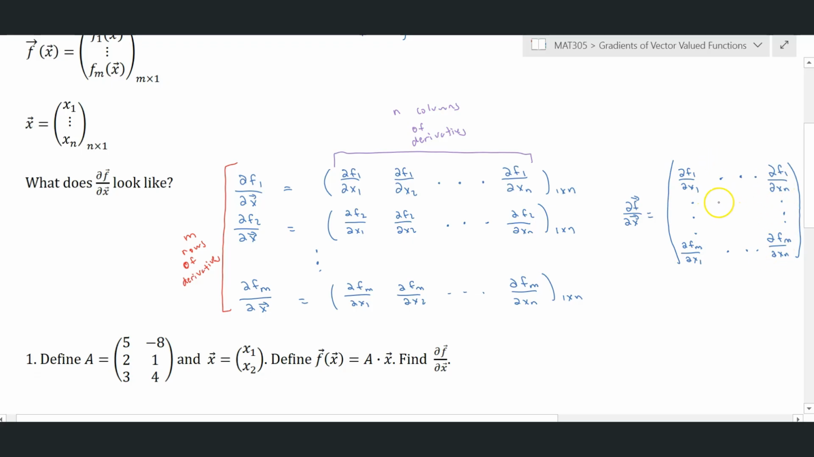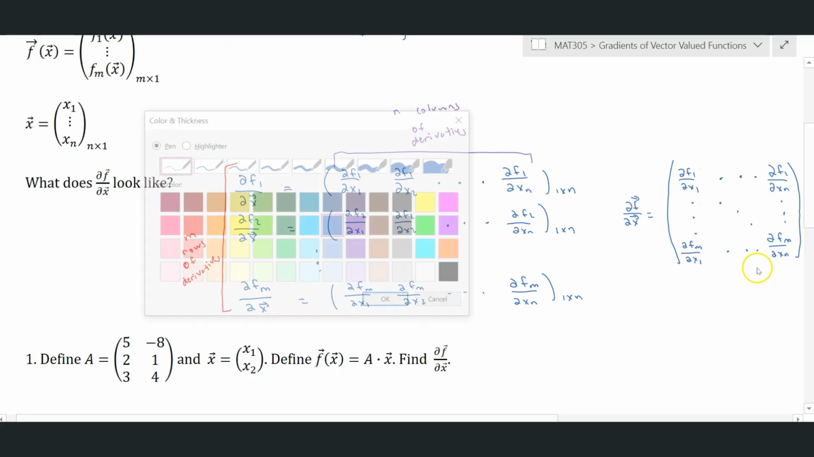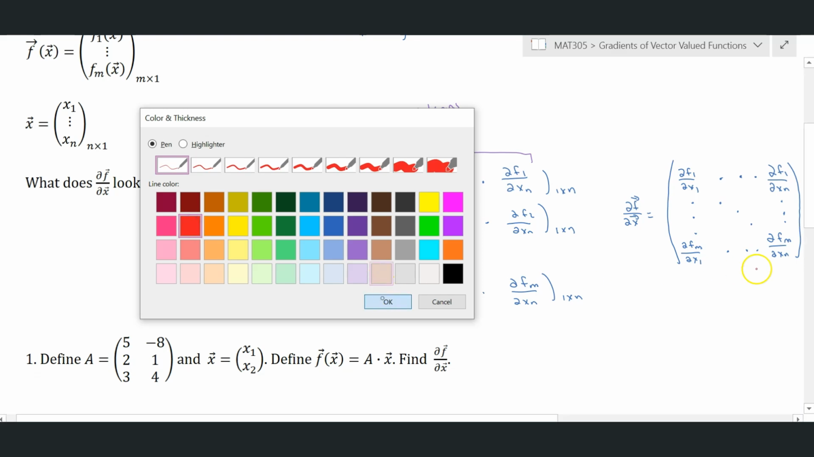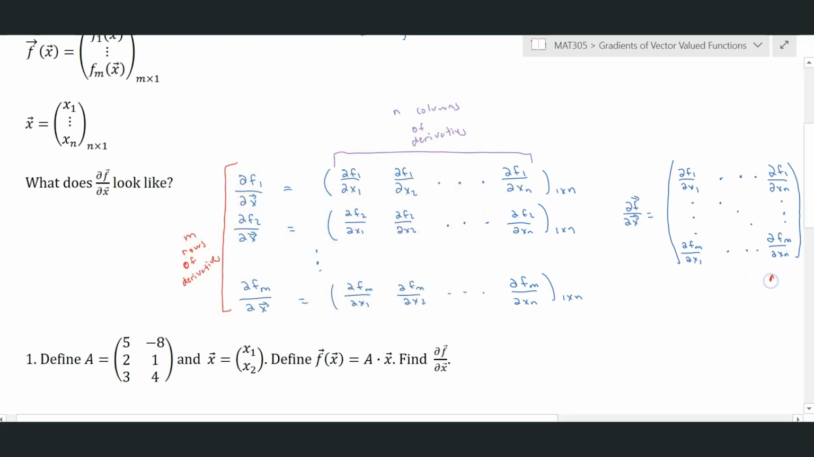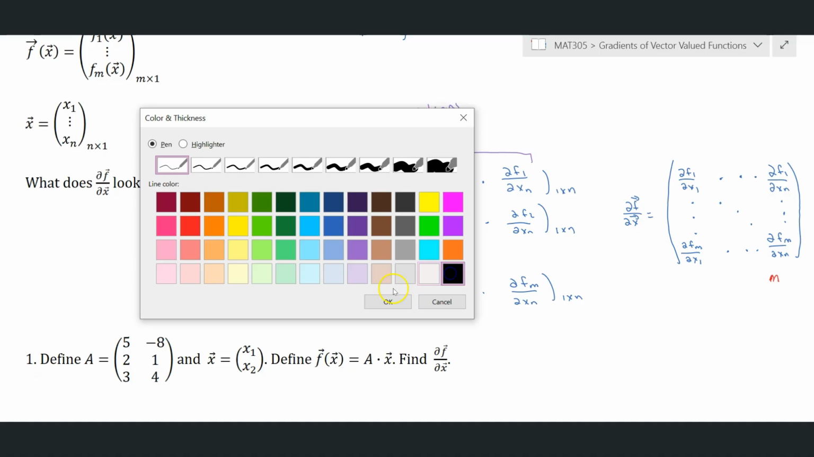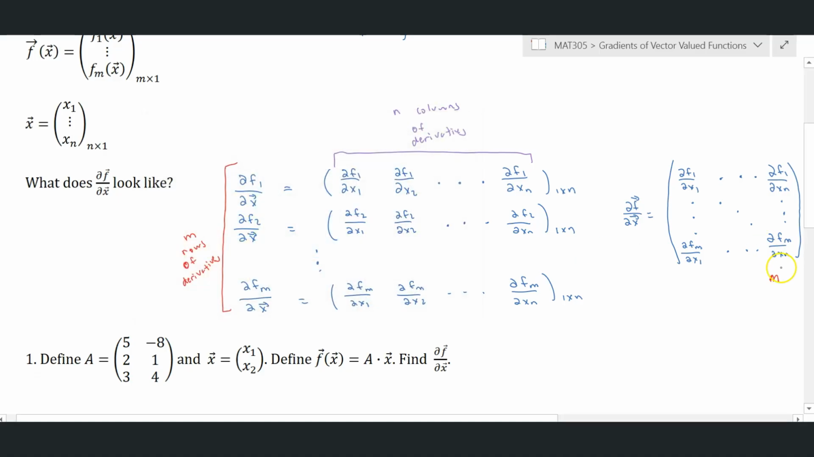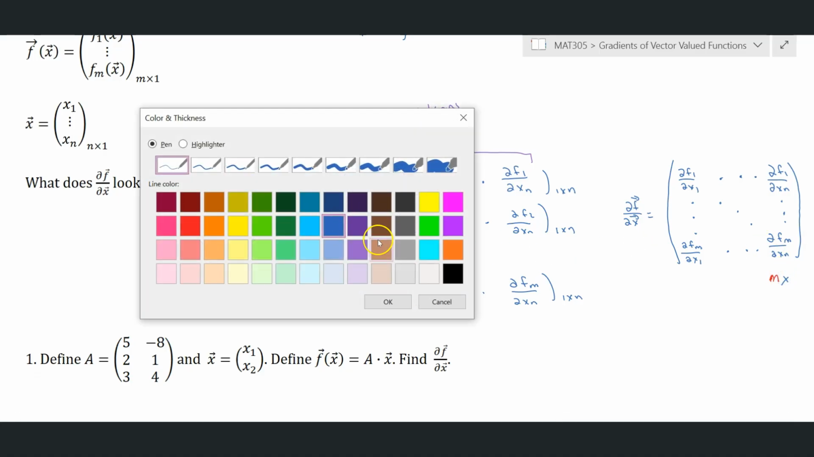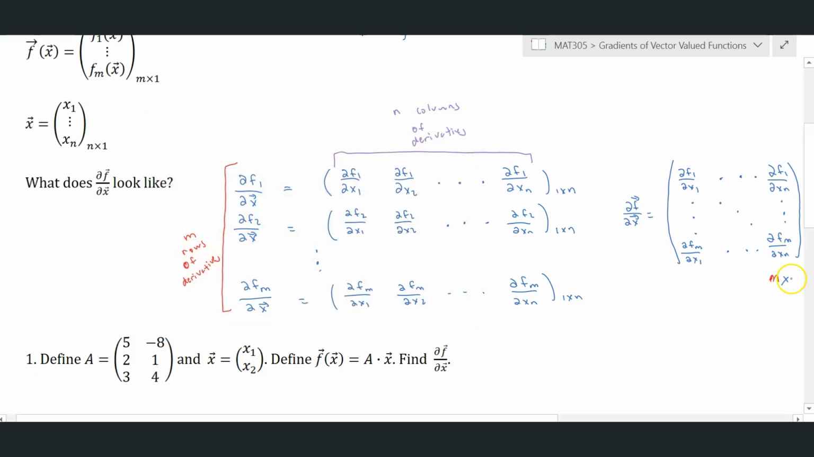And then you notice that going along the diagonal, we're also going to have stuff there, right? So if we think about how big this is, we said it's m rows, so it will be m by n, right? Because we're going to have n of those columns.